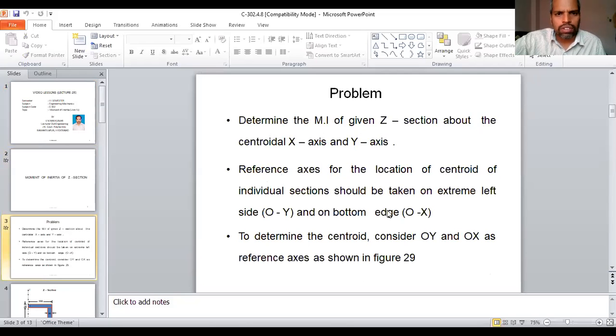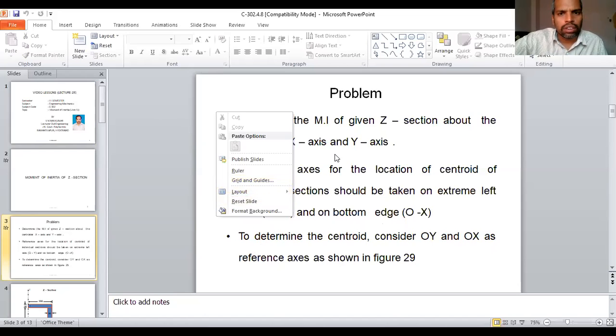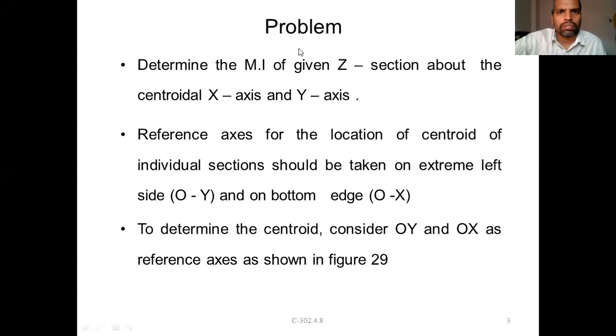The reference axis for the location of the centroid of the individual sections should be taken on the extreme left side and on the bottom edge. So, to determine the centroid, consider OY and OX as reference axes as shown in figure 29. First of all, for calculation of moment of inertia, we need to calculate the centroids, right?